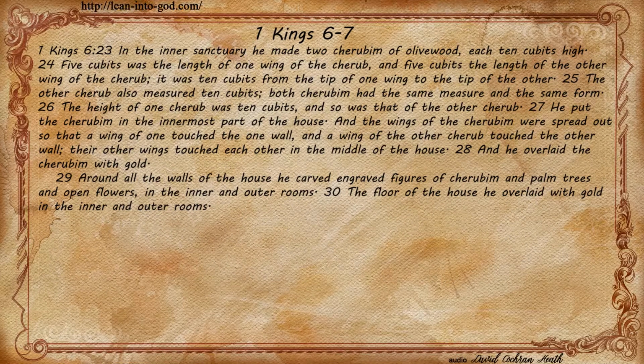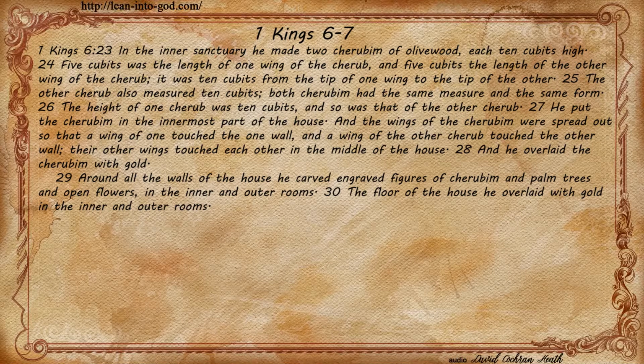In the inner sanctuary he made 2 cherubim of olive wood, each 10 cubits high. 5 cubits was the length of one wing of the cherub, and 5 cubits the length of the other wing of the cherub. It was 10 cubits from the tip of one wing to the tip of the other. The other cherub also measured 10 cubits. Both cherubim had the same measure and the same form. The height of one cherub was 10 cubits, and so was that of the other cherub.